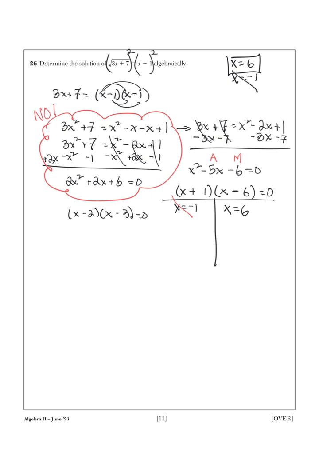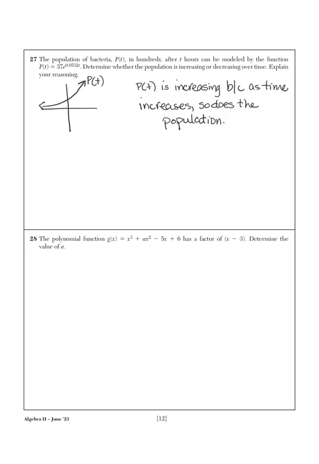Whereas if you do 6 store as x, type this radical 3x plus 7 in, and then the x minus 1 in, the left side and the right side will equal each other. So that's why this is an answer. There's your answer for number 27.